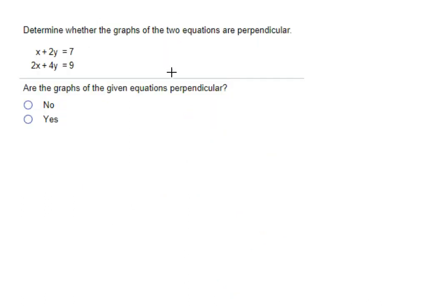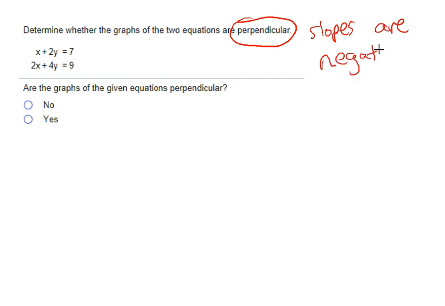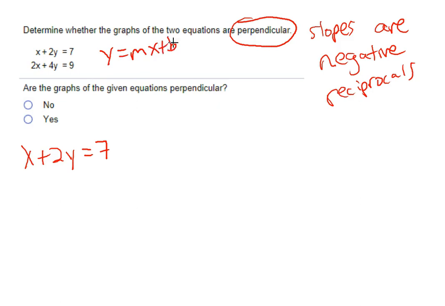All right. Determine whether the graphs of the two equations are perpendicular. So to determine if something is parallel or perpendicular, we look at the slope. And to be perpendicular, the slopes would have to be negative reciprocals of one another. Negative reciprocals. So I need to find the slope of these two lines. Since I'm given the equation, the way you find the slope of a line is to solve it for y. We have to get it in this form, y equals mx plus b. So we make the equation look like that, and then we can get the slope off of the equation.